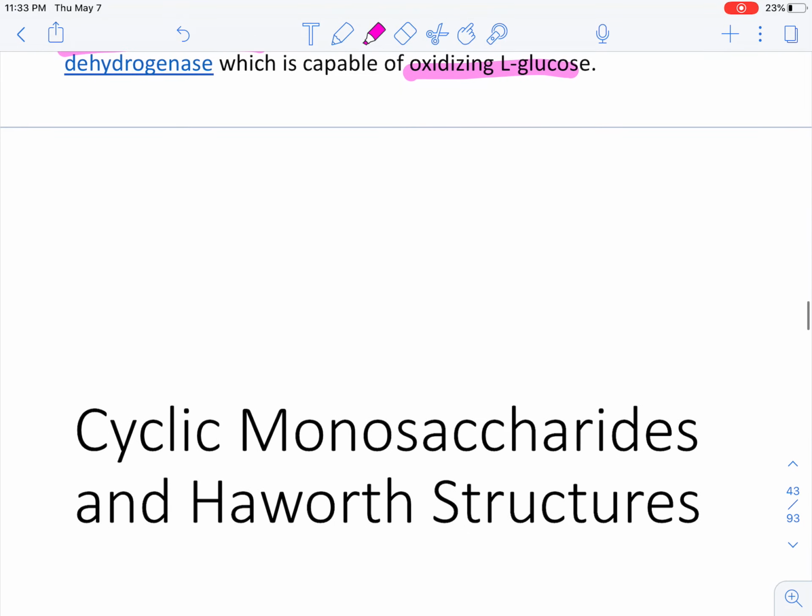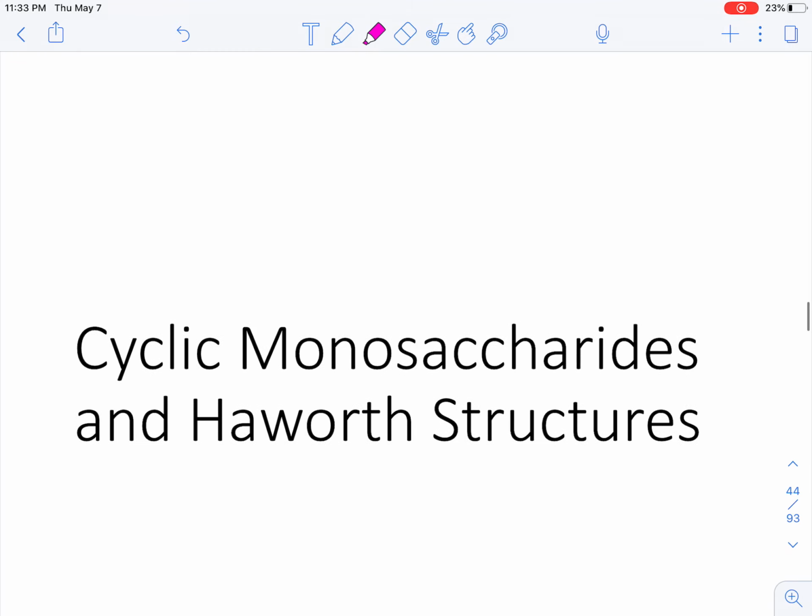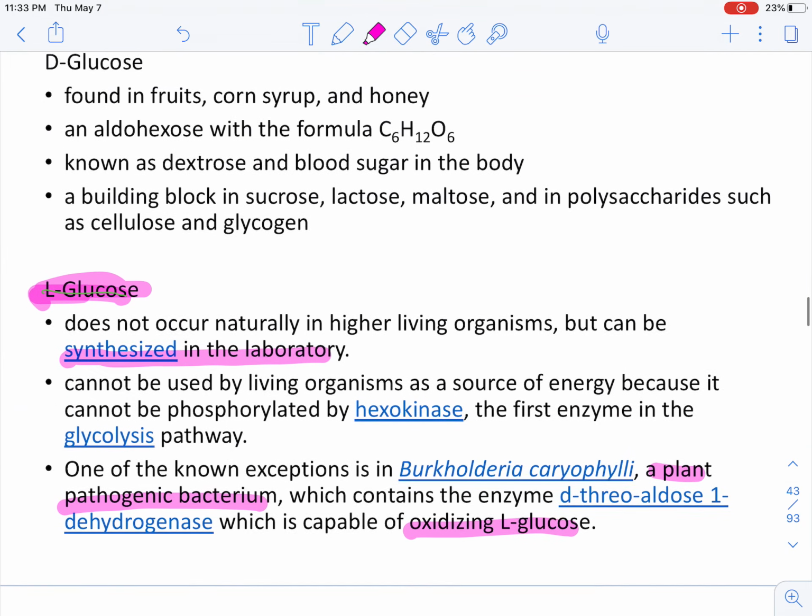Okay, and so the next lecture video is going to be Haworth structures, and we're going to learn how to go from a Fischer projection, and we're going to learn how to cyclize it and produce what's known as a Haworth structure. See you guys in the next lecture video.